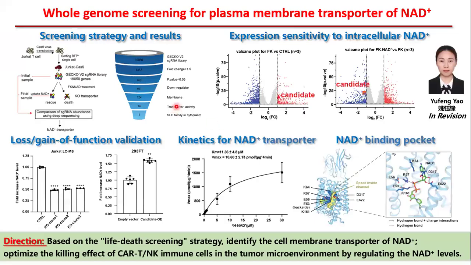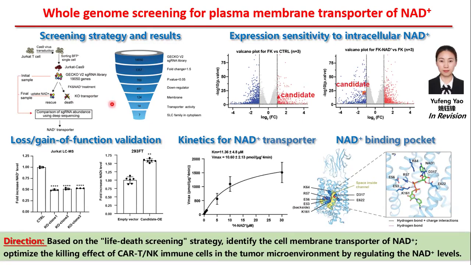So I quickly give some of the screening strategies we used in this work. Basically, we think the cells have two ways to maintain NAD level. One is from the internal biosynthesis. One is from the outside uptake. So if we block the internal NAD biosynthesis through the NAMPT inhibitors, the cell needs to uptake NAD from outside to keep alive.